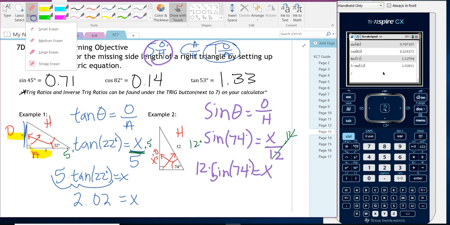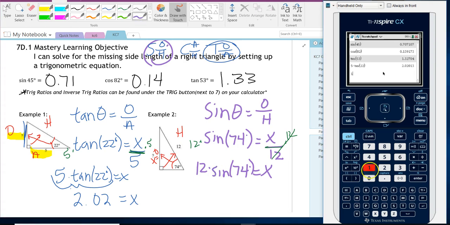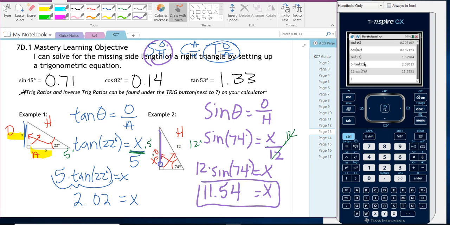So go ahead and type that into your calculator. So 12 times sine of 74 is going to equal 11.53, but rounding to 2 decimals, 11.54. And that's my x value, and that is what my missing side would be over here.